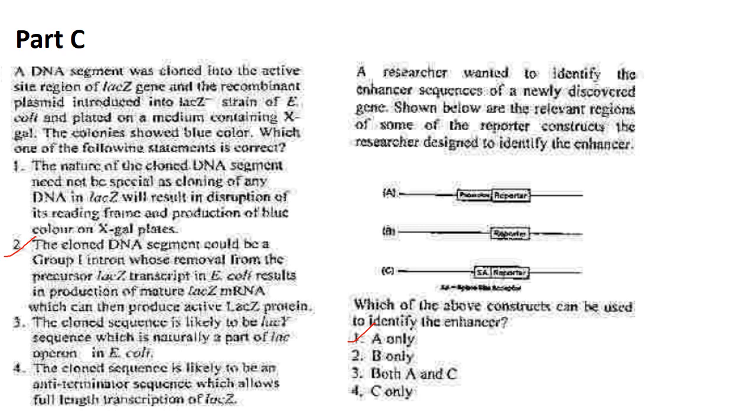So first there is a promoter, then there is a reporter gene. In the B condition, there is only reporter gene, which is not correct. Then there is SA and the reporter gene. That is also not correct. So only A is correct, where you have the promoter and then the reporter gene.